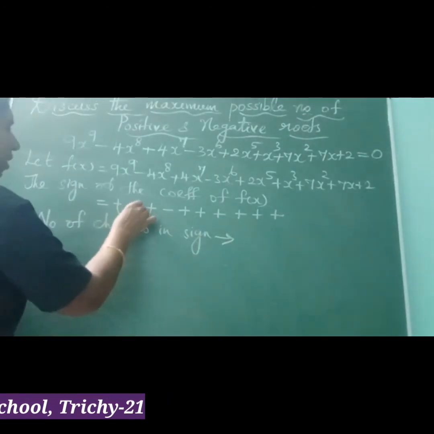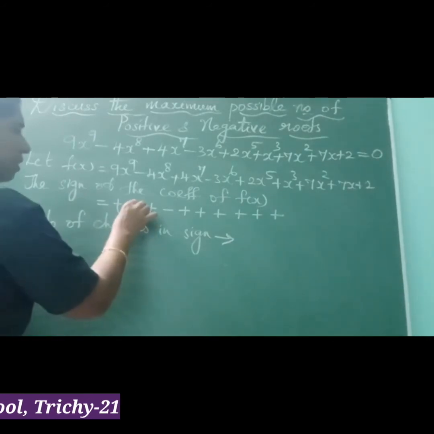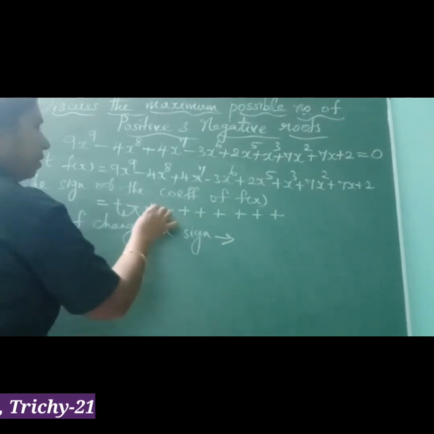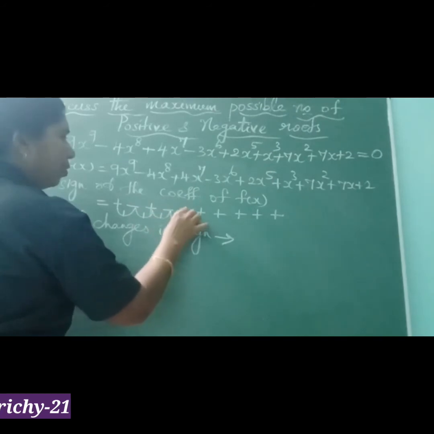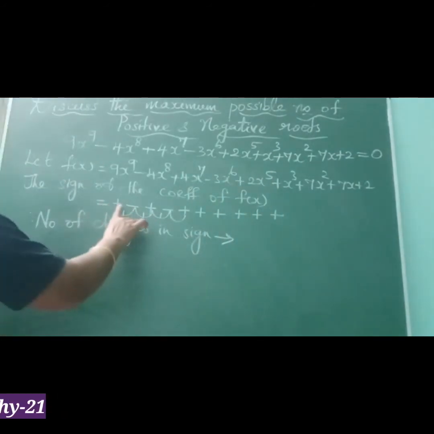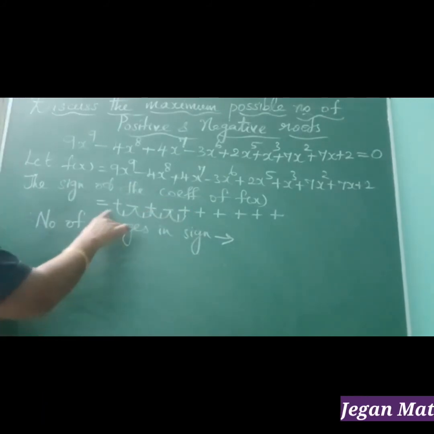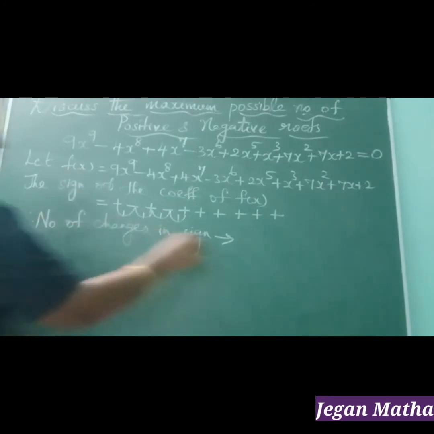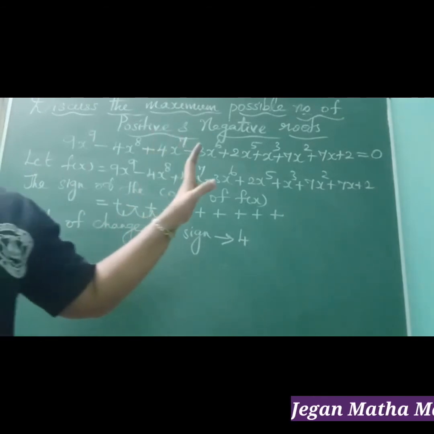Here plus changes into minus, one change. Minus changes into plus, one change. Again plus changes into minus, one change. Minus changes into plus. Remaining everything is plus. So wherever the sign changes, that alone you have to consider. So the number of changes in sign for f(x) is 4. According to the number of changes in sign only we will write the solution.